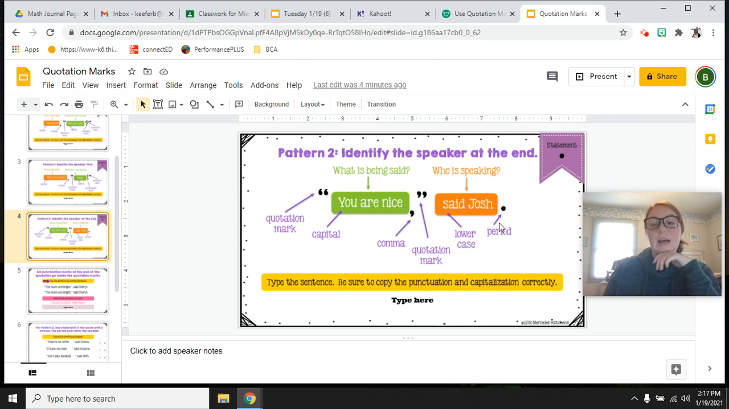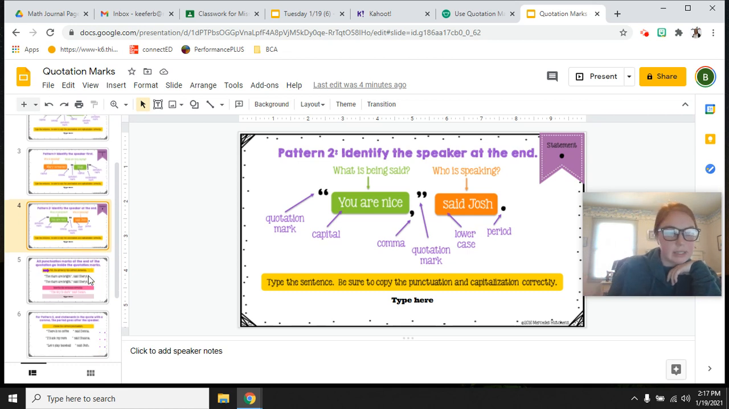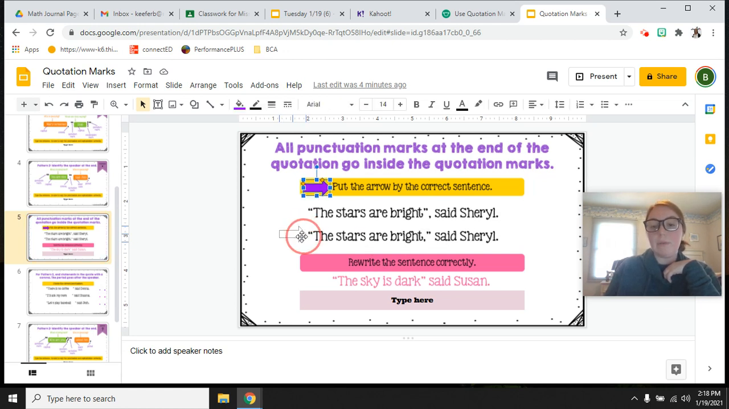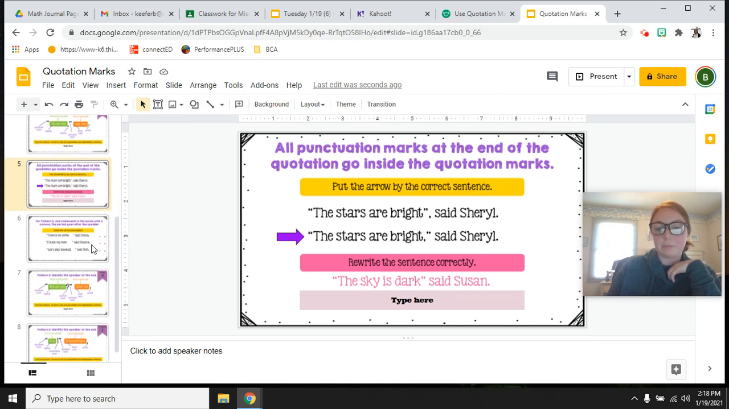With this one, you want to remember, again, there is still a punctuation mark separating the quote from the tag. It's just flipped. Let's see if there's another example. Okay, so here's one. "The stars are bright," said Cheryl, or "The stars are bright", said Cheryl. The one that would be correct is this one, okay? Because the comma needs to be inside the quotation mark. Needs to be inside the quotation mark.